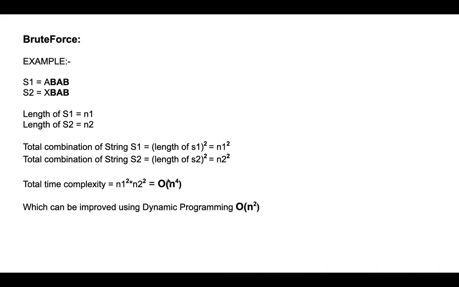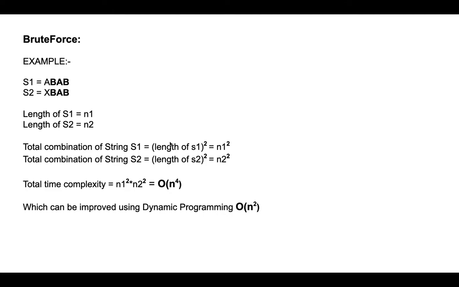So let's discuss the brute force approach to find the longest common substring. What we have to do is, first we have to find all the combinations of string S1 and all the combinations of string S2. To find all the combinations of string S1, the total time complexity would be the length of string S1 squared and the length of string S2 squared. So this is the total time complexity for finding the combinations for strings S1 and S2.